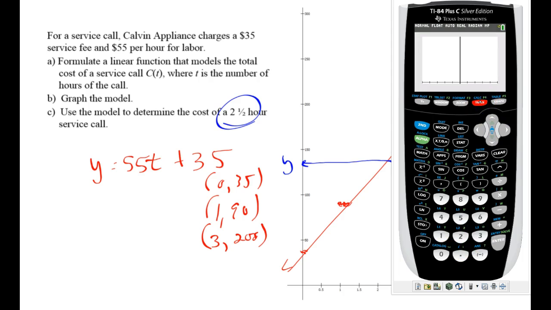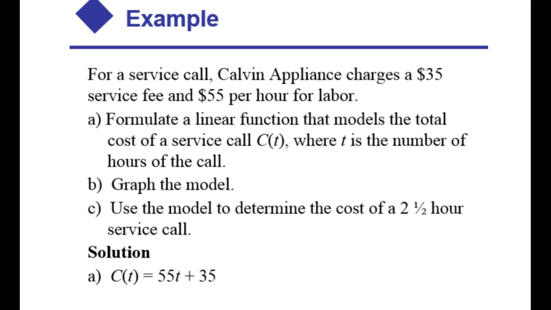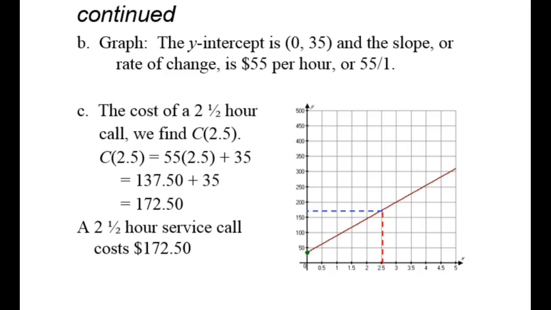So when I trace, I can actually see the line a little bit better. And remember, it's that 2.5 that I was interested in. And so now I can actually see the point, 2.5 comma 172.5. So I think this is what the author got as well.